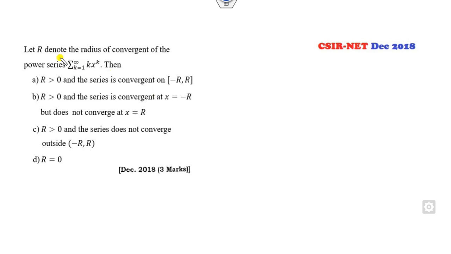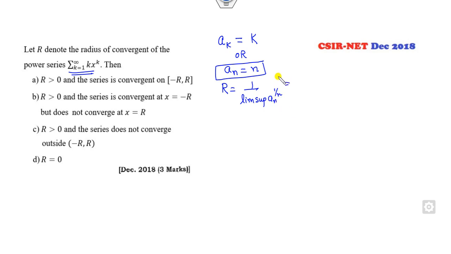Okay, look at this another one. Let R be the radius of convergence of this power series. So this is a_k equals k, or you can write it as an is n. What is the radius of convergence? I can simply apply the limit supremum of an raised to 1 by n, which comes to be 1. So the radius of convergence is 1.